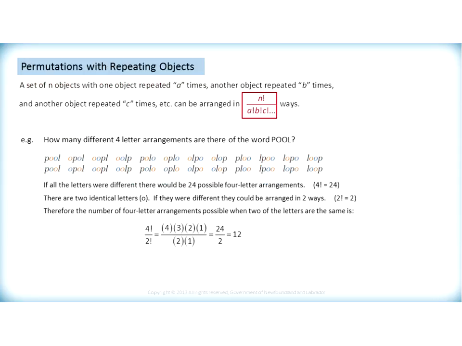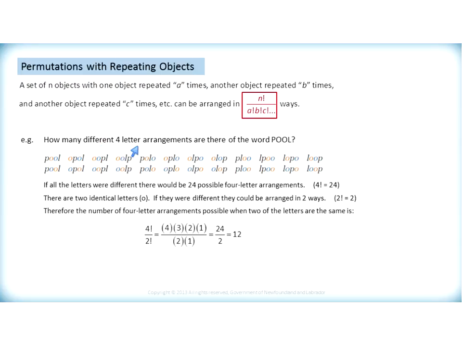A permutation in which you have a set of n objects with one object repeated a times, another object repeated b times, another object repeated c times, etc., can be arranged in n factorial divided by a factorial, b factorial, c factorial ways. The following example illustrates the way in which the repetition of a letter can be calculated.